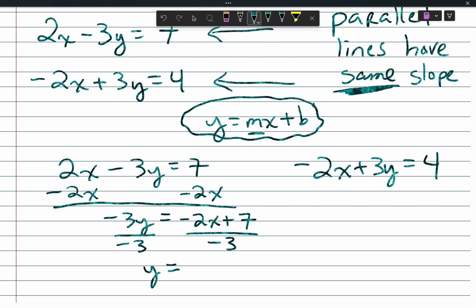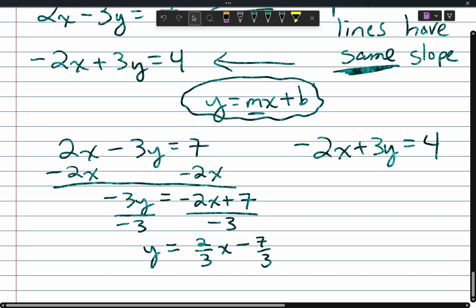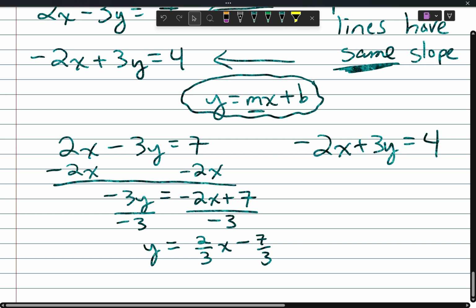Negative into negative makes it a positive 2 over 3. And don't forget the x. 3 doesn't go evenly into 7, so let's just leave it as a fraction, as 7/3. But negative into positive makes it a negative 7/3. Alright, so now that's in y equals mx plus b form, so we can clearly see the slope and the y-intercept, but we're going to come back and inspect that in a minute. Let's do the other one.